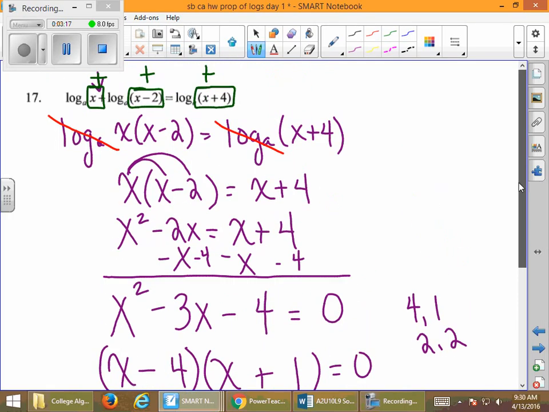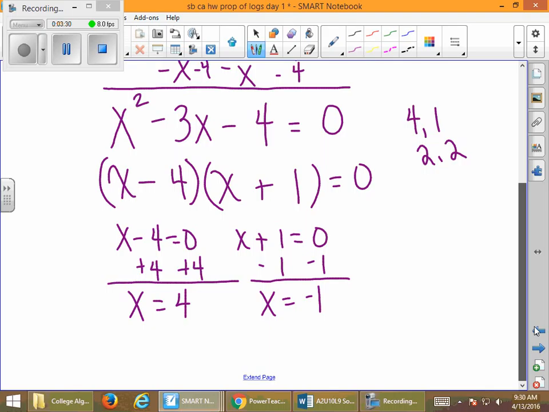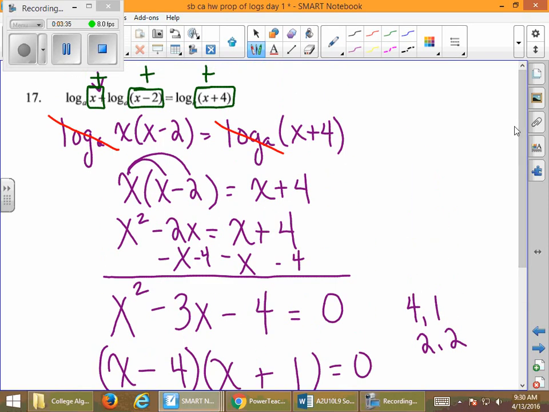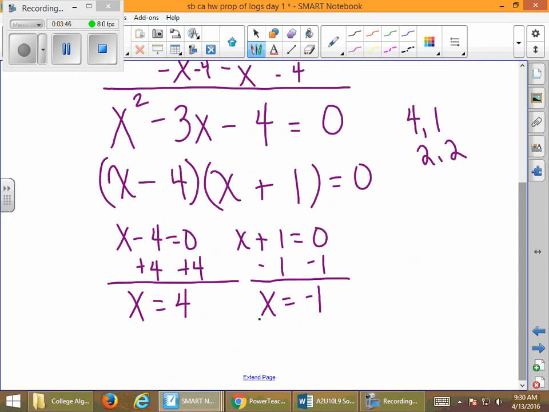So we come down here with the 4. 4 is positive. 4 minus 2 is positive. 4 plus 4 is positive. They're all positive, so 4 is a solution to this problem. Negative 1, however, is not going to work because log base a of negative 1, we cannot figure that out. This is negative 1, and that value needs to be positive, which means that negative 1 is going to be an extraneous solution.